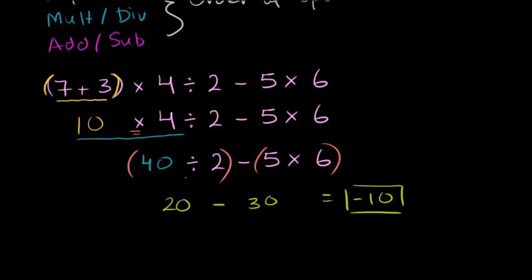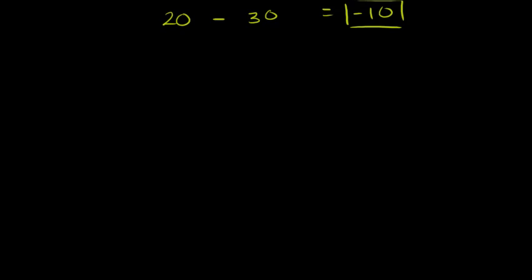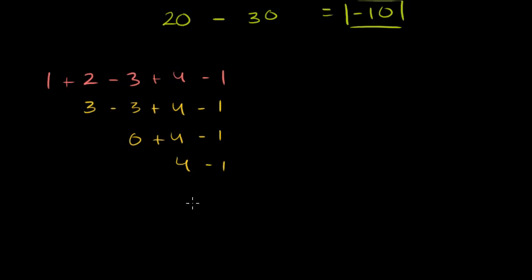So I want to make something very, very clear. If you have things at the same level, so if you have 1 plus 2 minus 3 plus 4 minus 1, addition and subtraction are all at the same level in order of operations. You should go left to right. So you should interpret this as 1 plus 2 is 3, so this is the same thing as 3 minus 3 plus 4 minus 1. Then you do 3 minus 3 is 0 plus 4 minus 1, or this is the same thing as 4 minus 1, which is the same thing as 3. You just go left to right.